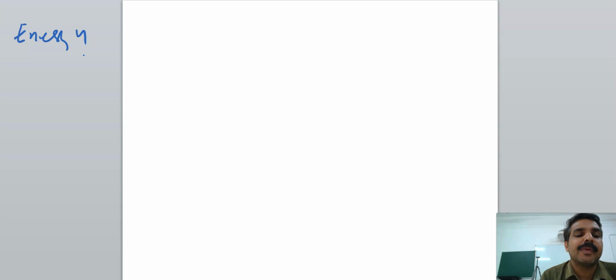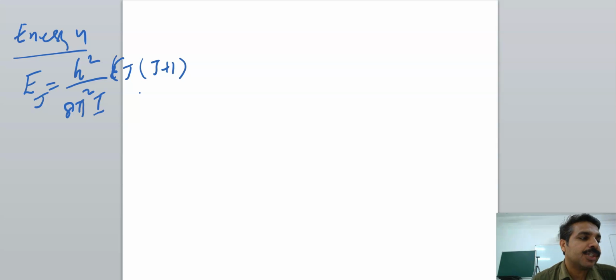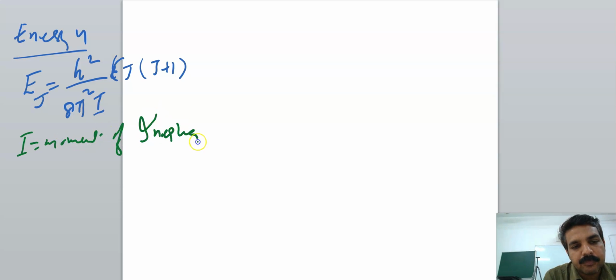of a rigid diatomic rotator we have already studied in quantum mechanics by solving the Schrodinger wave equation. We get the equation Ej is equal to h squared divided by 8 pi squared I into j into j plus 1. Energy of a rigid diatomic rotator is equal to h squared divided by 8 pi squared I j into j plus 1, where I is the moment of inertia, and h we know is Planck's constant, and j is called the rotational quantum number.